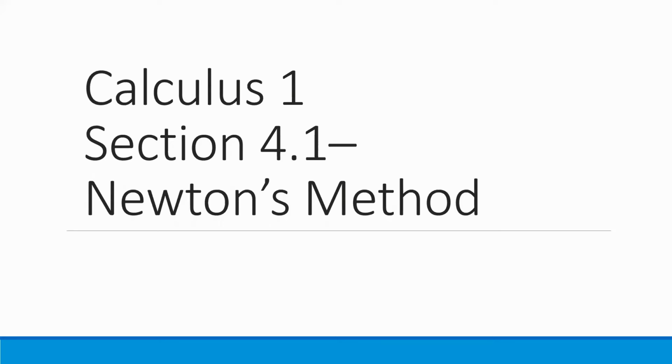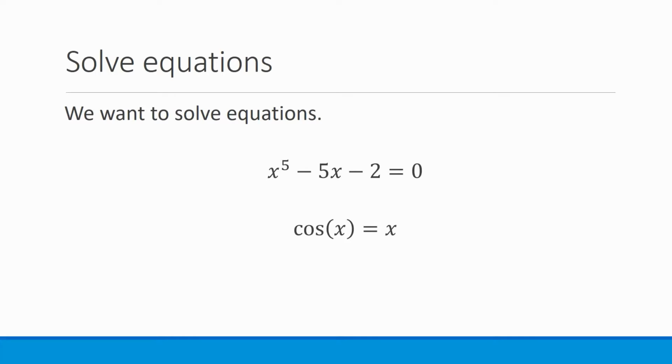In section 4.1, we're going to take a look at Newton's method. In Newton's method, the goal is to solve certain types of equations, specifically types of equations that we don't have a really good algebraic method for. So for instance, we see this 5th degree polynomial here. If I didn't know factors of this 5th degree polynomial, it would be pretty hard to solve this algebraically.